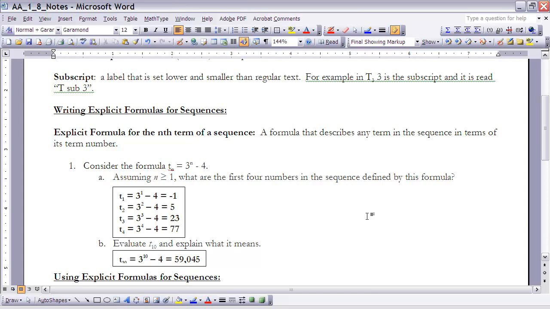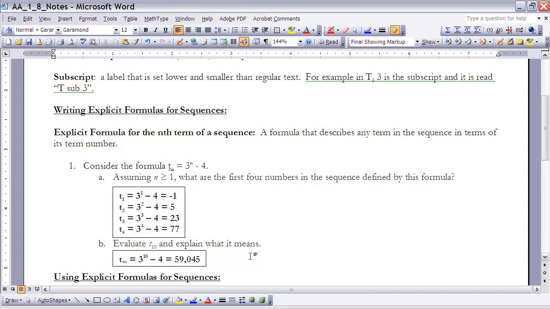So T sub 1 is when n is 1. So I'm going to put into that function 1 for n. And if I do that, I would have 3 minus 4, which is negative 1. If I'm looking at the second term, n is 2, so I have 3 squared minus 4, which is 5. For the third term, n is 3, which will give me 23. And finally, for the fourth term, when n is 4, I would end up with 77.